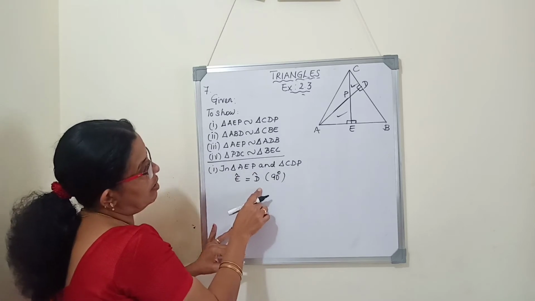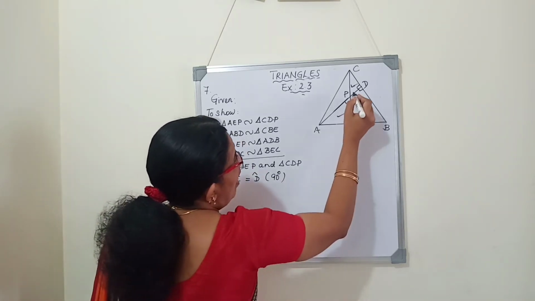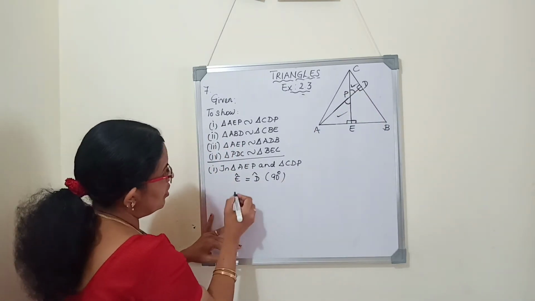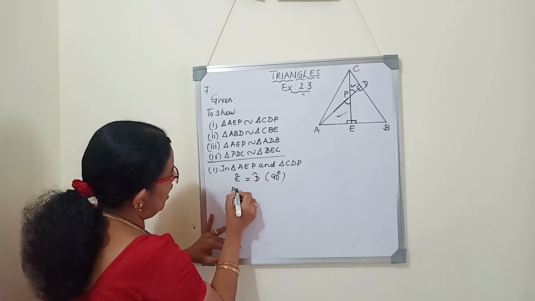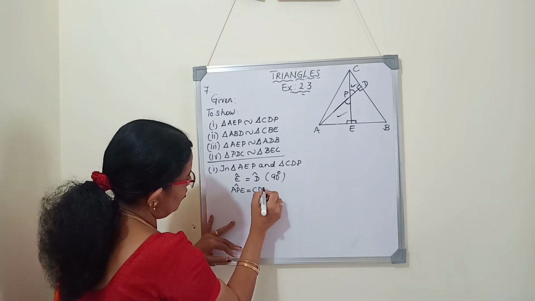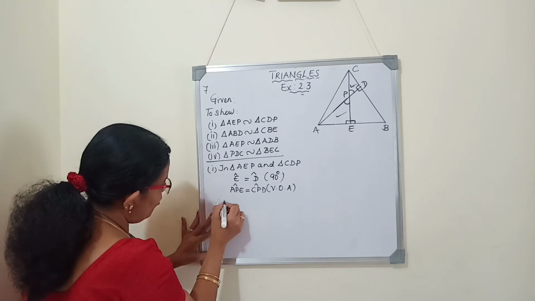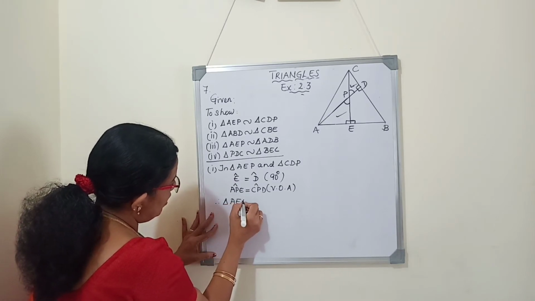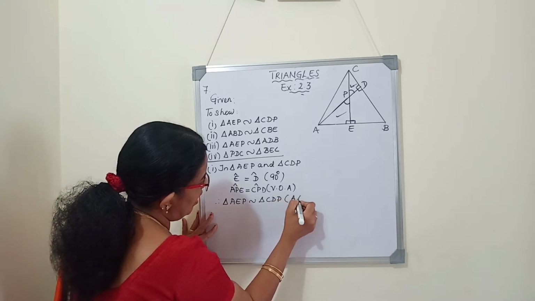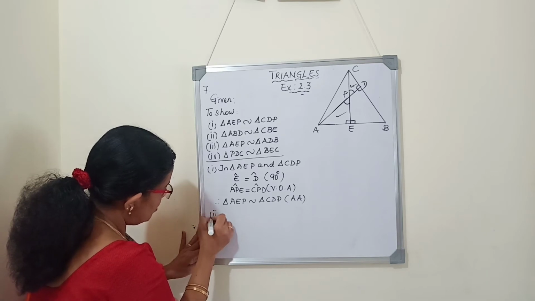Now one angle we got. Next we can write angle APE and angle CPD. What type of angles are they? Vertically opposite angles. So angle APE is equal to angle CPD. Therefore, triangle AEP is similar to triangle CDP by AA similarity criteria. So the first one we proved. Now we will see the second one.